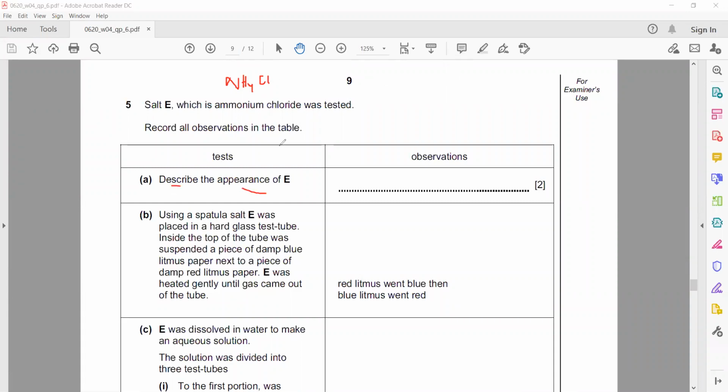Describe the appearance. It does not contain a transition metal, a non-transition element. So what will be the appearance? One mark is for mentioning white. If it was a solution, then you will mention clear solution. But because it is a salt, which is not a solution here, it is a white solid.